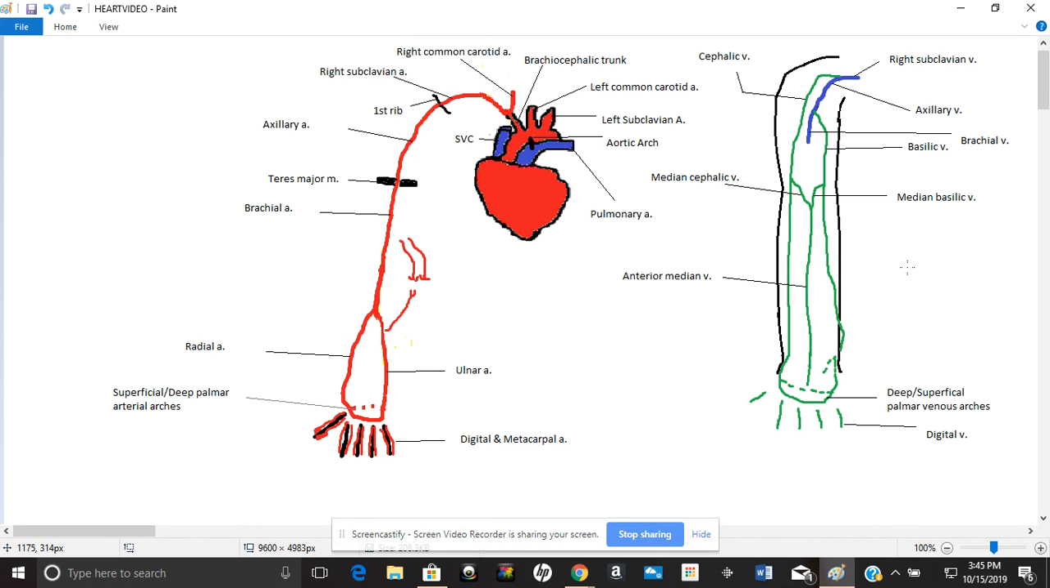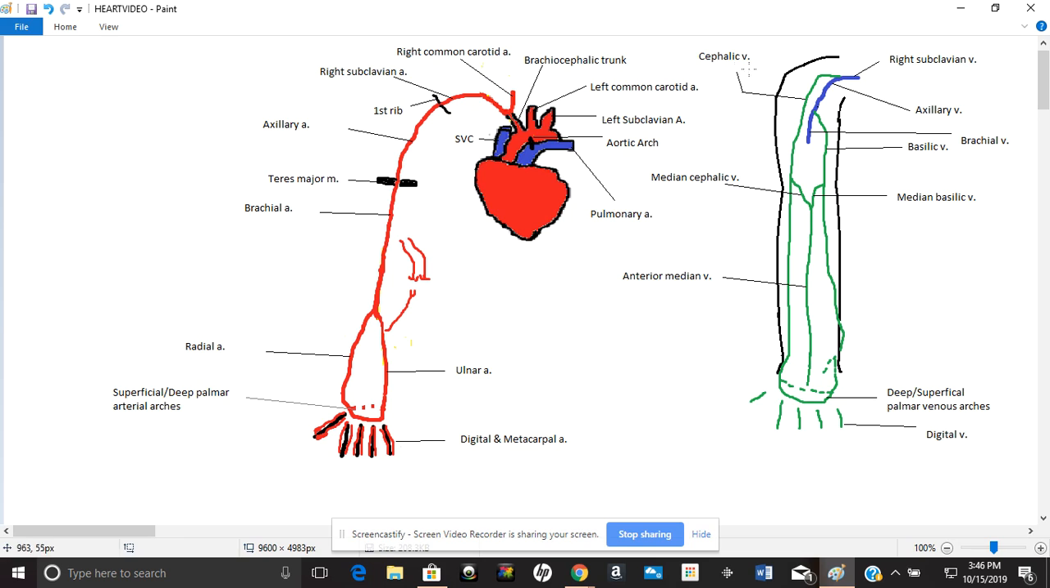Now for every artery, there is going to be a vein whose name is pretty much going to mimic what the artery was called. So over here, we had the subclavian, axillary, and brachial artery. So over here we're going to have the right subclavian vein. It is going to become the axillary vein, and it is going to become the brachial vein as it goes down the arm and passes those same landmarks that we talked about, being the rib and the teres major muscle.